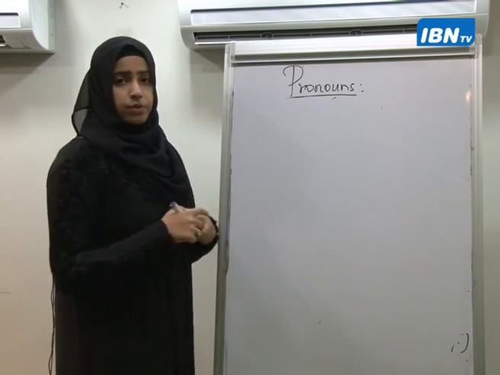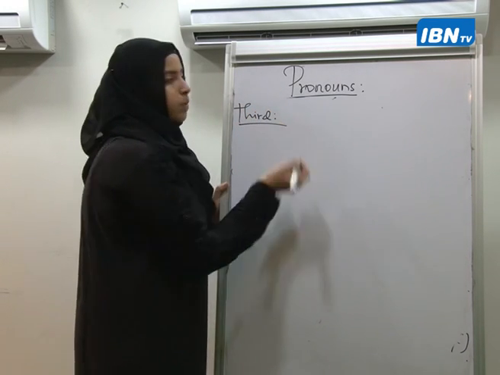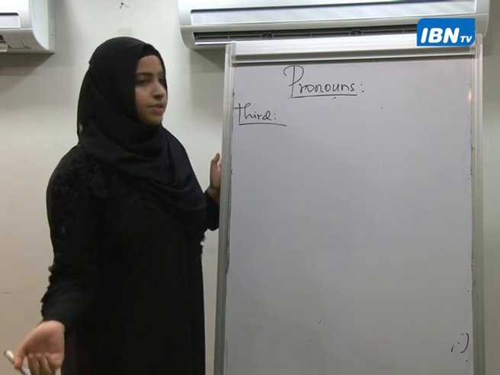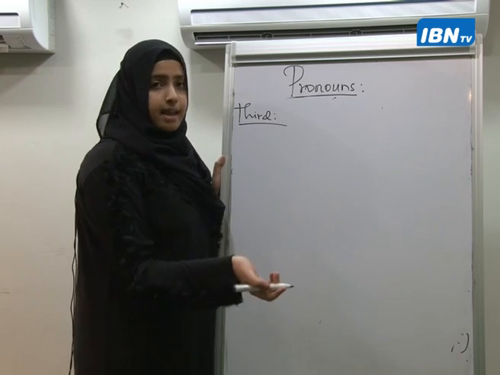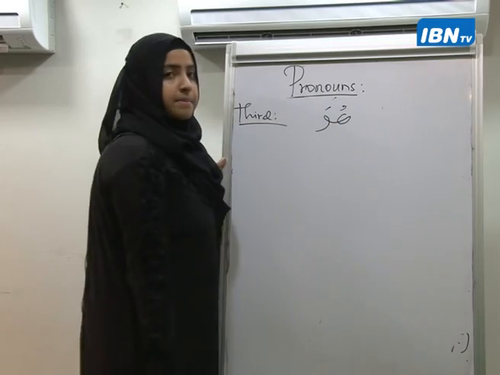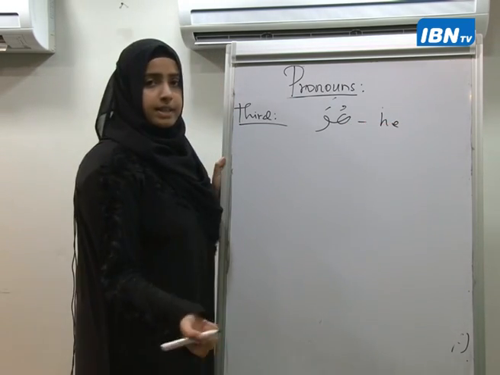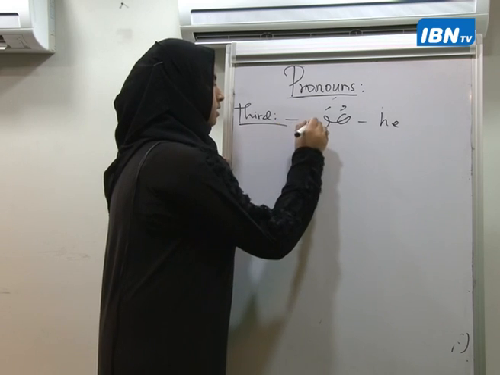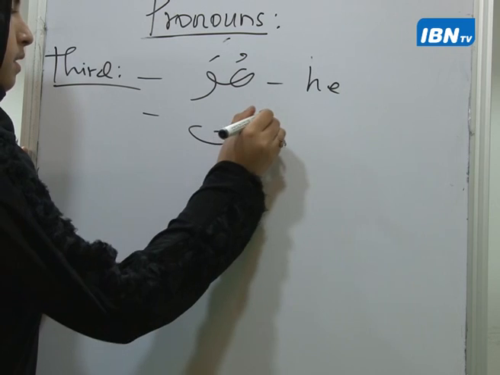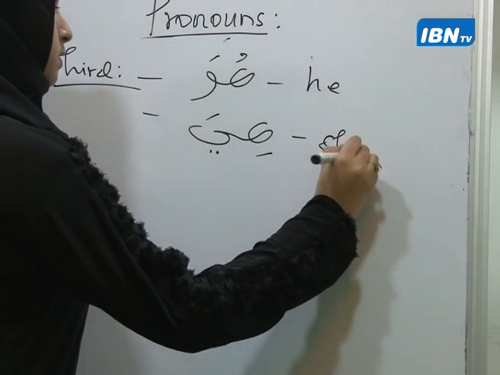Right, so I'll go to third person. So in our third person, we have what in English? We have they, we have he, we have she. So if I want to say he, I will say huwa. Huwa means he, right? If I want to say she, it is hiya. Hiya means she, okay?